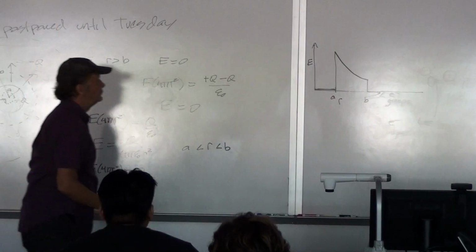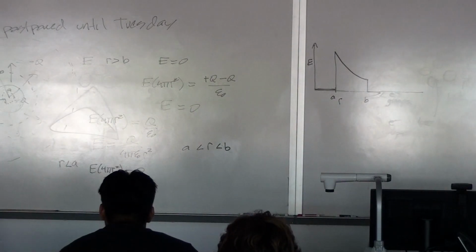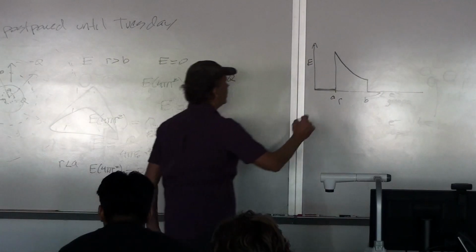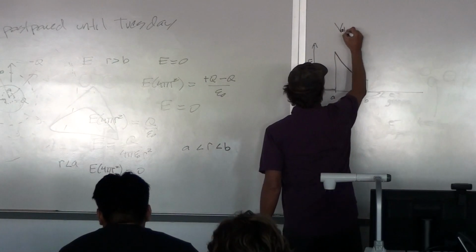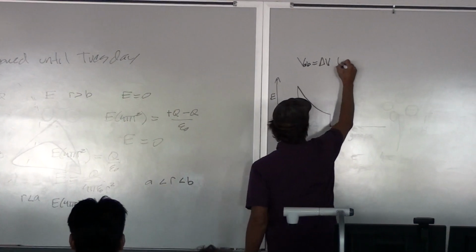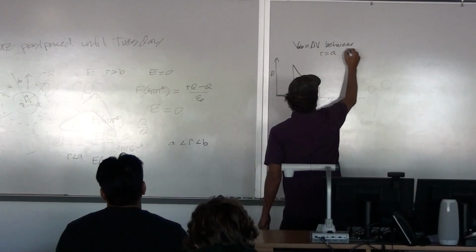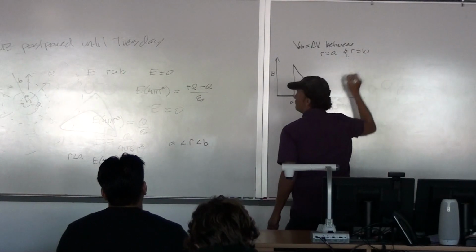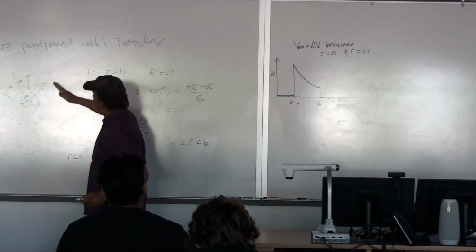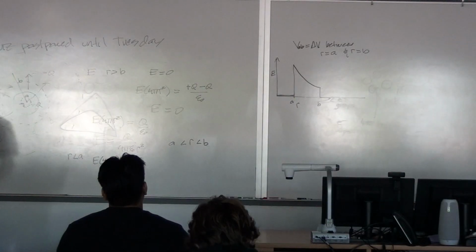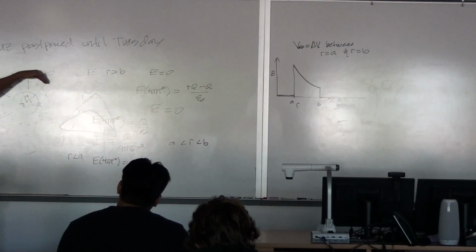From then on. And so that's our plot of electric field. Now, how do we get electric potential from that? Well, electric potential, VAB, is the delta V between R equals A and R equals B. Now, if I go from negative to positive, that's going to be an increase in electric potential. If I go from positive to negative, it'll be a decrease in electric potential, because I'm going with the electric field if I go from A to B.